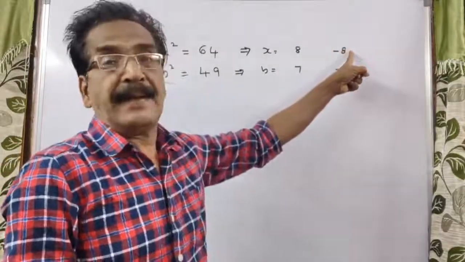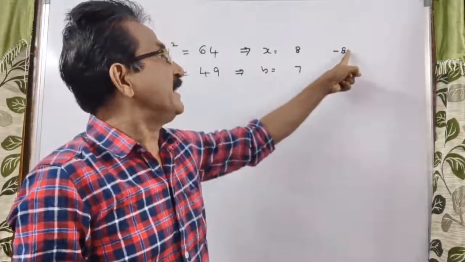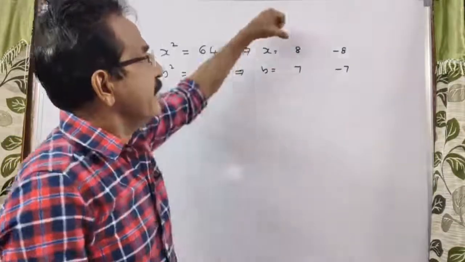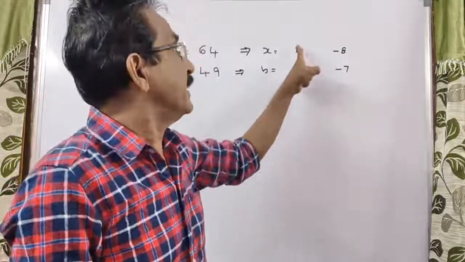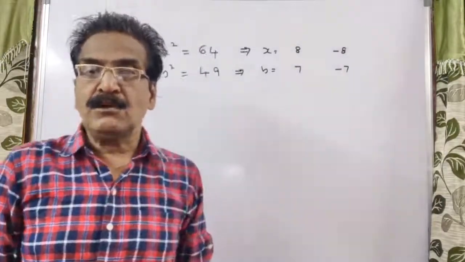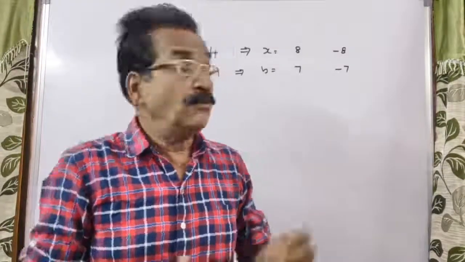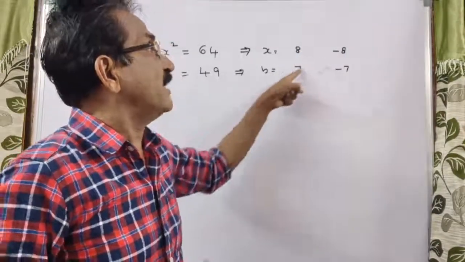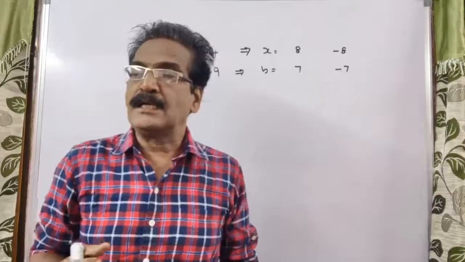Then let us compare the other x value, minus 8, with these two y values. Minus 8 is less than 7. See, here when we compare, 8 is greater than 7, but minus 8 is less than 7. So for one value we are getting x greater than y, and for another value of x, we are getting x less than y.